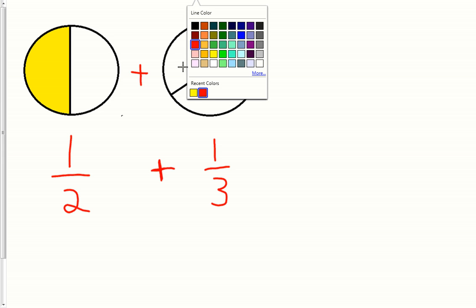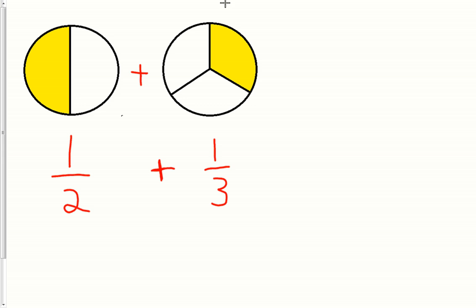So what I want to do is find some number that both the 2 that this pie is divided into and the 3 that this pie is divided into is a multiple of. So I'm basically looking for a number that is divisible by both 2 and 3, a number that both 2 and 3 can go into. Now, there are many such numbers. For instance, 2 and 3 both go into 6. 2 and 3 both go into 12. 2 and 3 both go into 18.